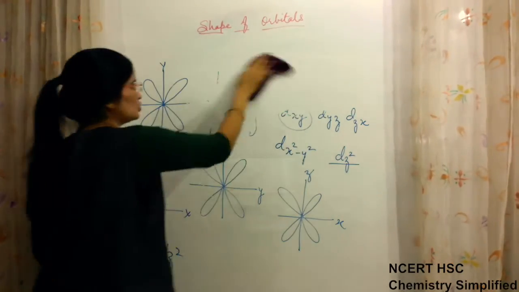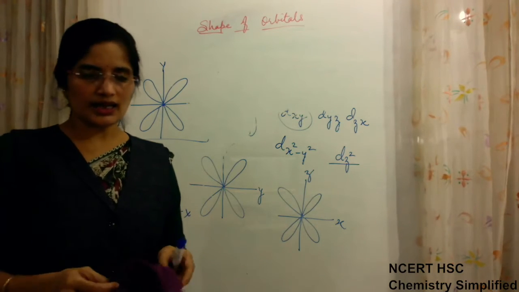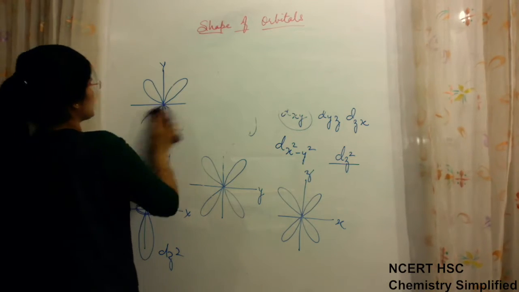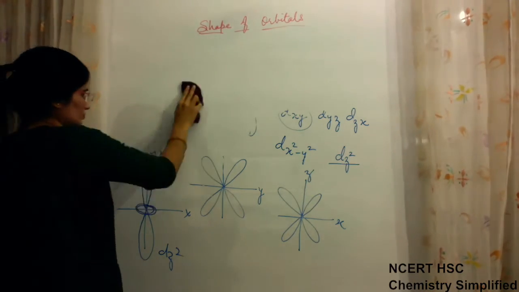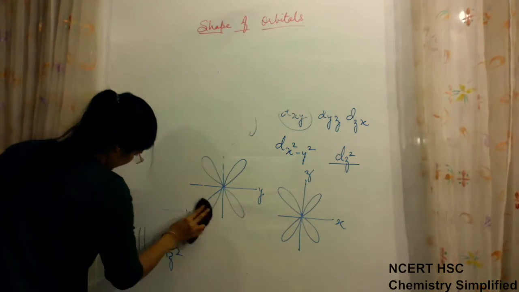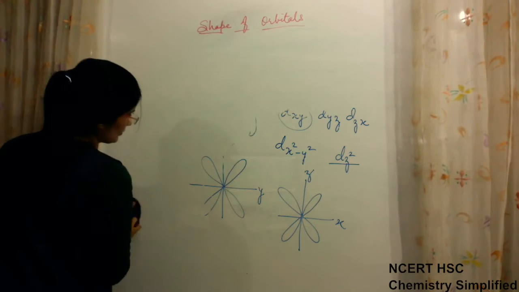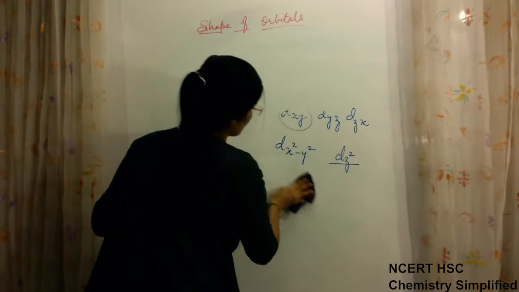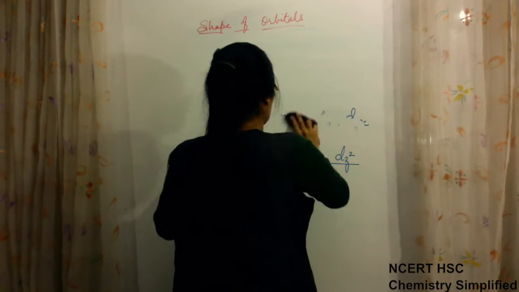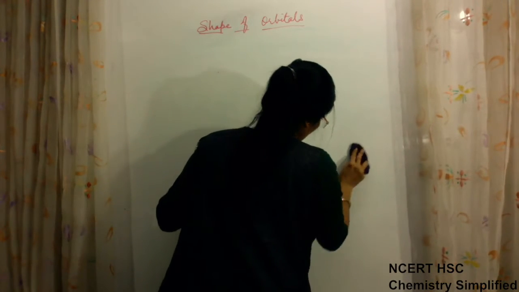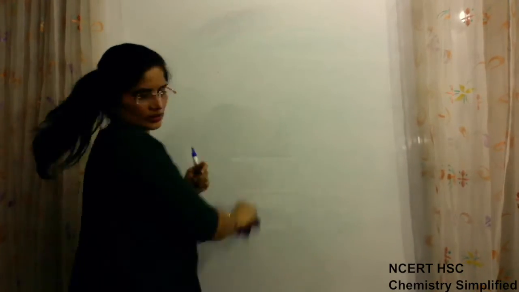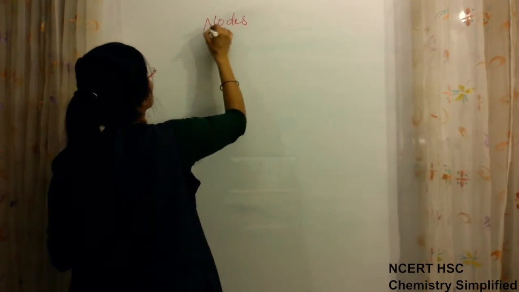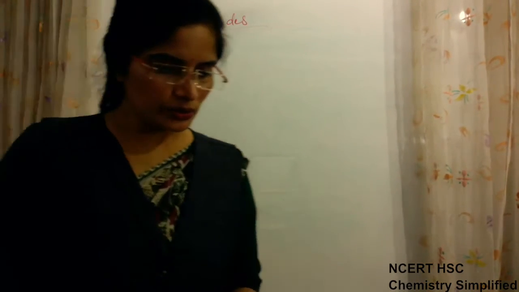Once we have discussed shapes, the next thing about the chapter is nodes. So what are nodes? This we have to discuss now. Okay. So the next thing is nodes. What is there in nodes?